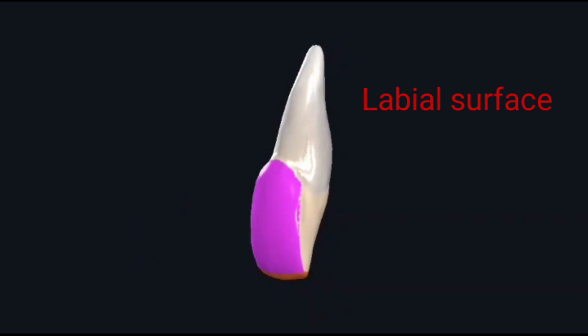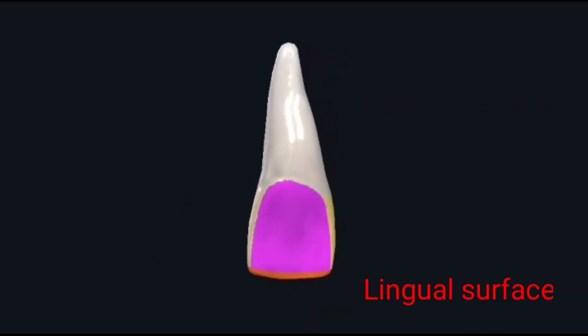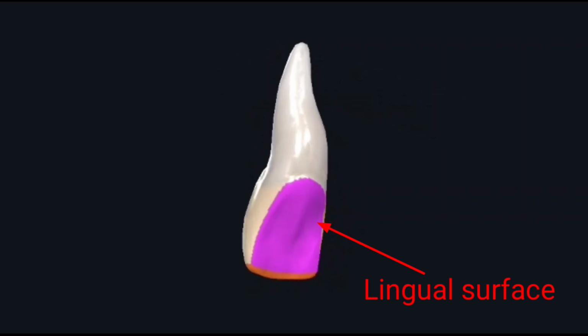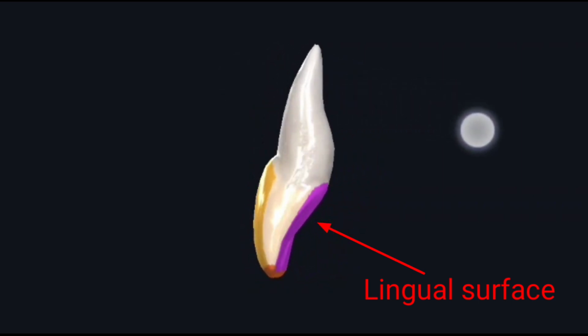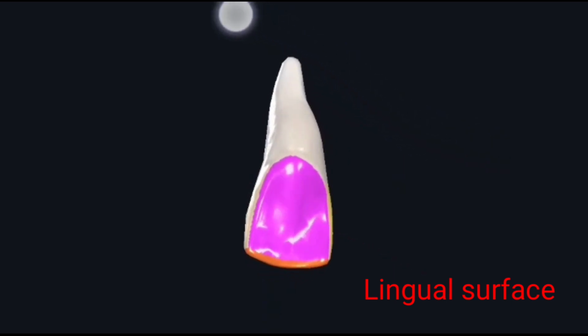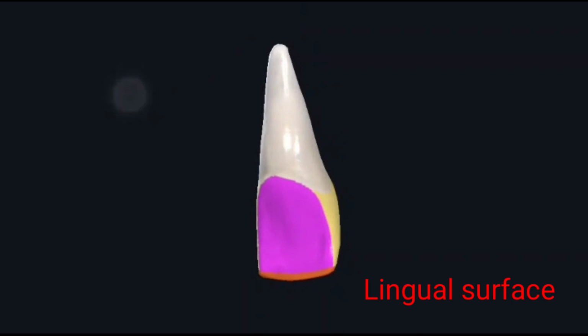The lingual or palatal surface is the aspect of the maxillary central incisor that faces towards the tongue and oral cavity. The lingual surface consists of a cingulum, marginal ridges, and lingual fossa.